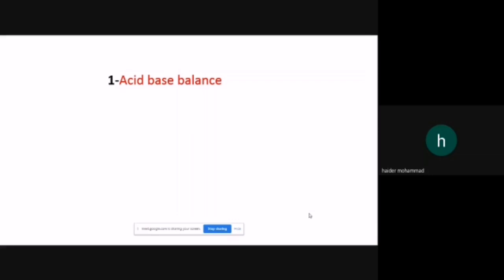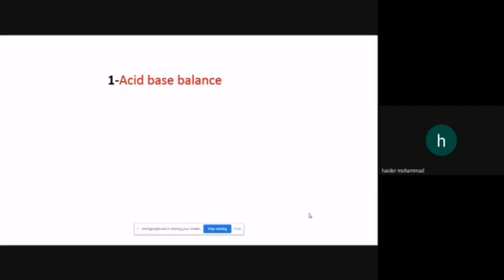First topic is acid-base balance. We're going to talk about the normal value for the acid-base balance and the abnormal value, in the extracellular fluid and intracellular fluid, but 90% is in extracellular fluid. Therefore we are going to speak about the values of the acid-base balance in the blood, in extracellular fluid.